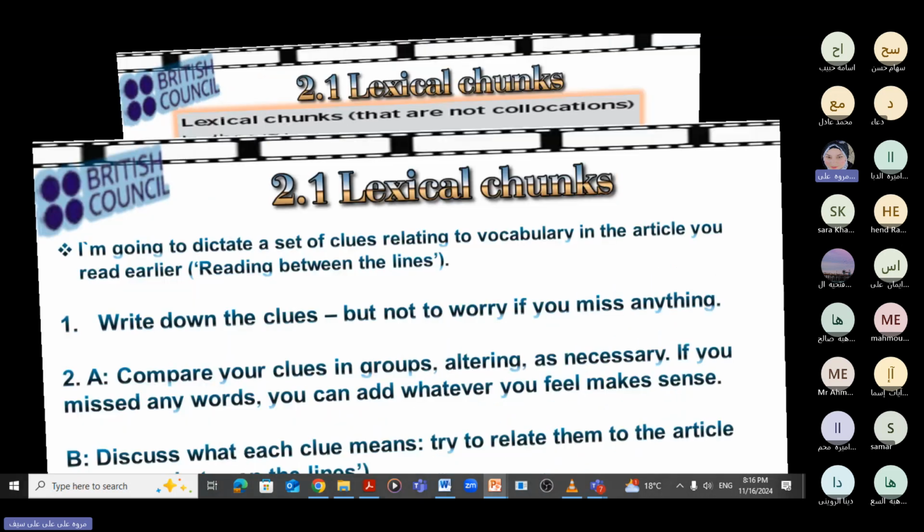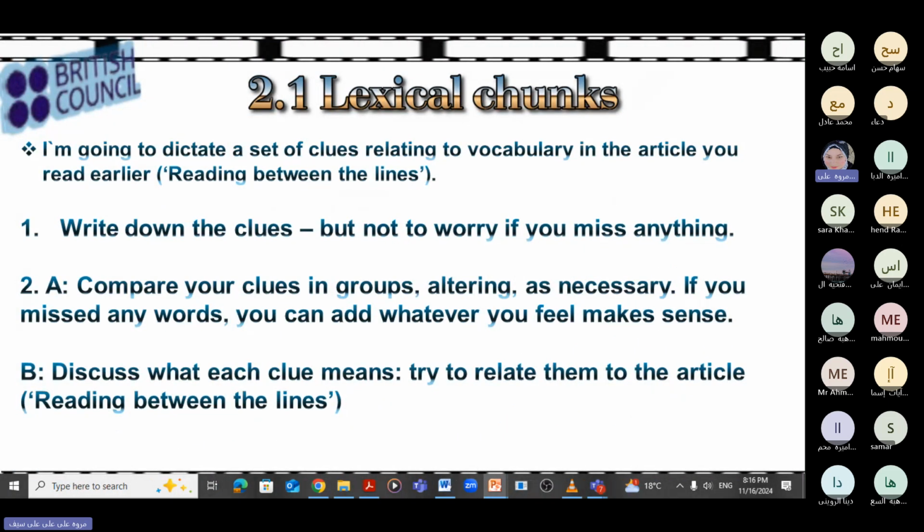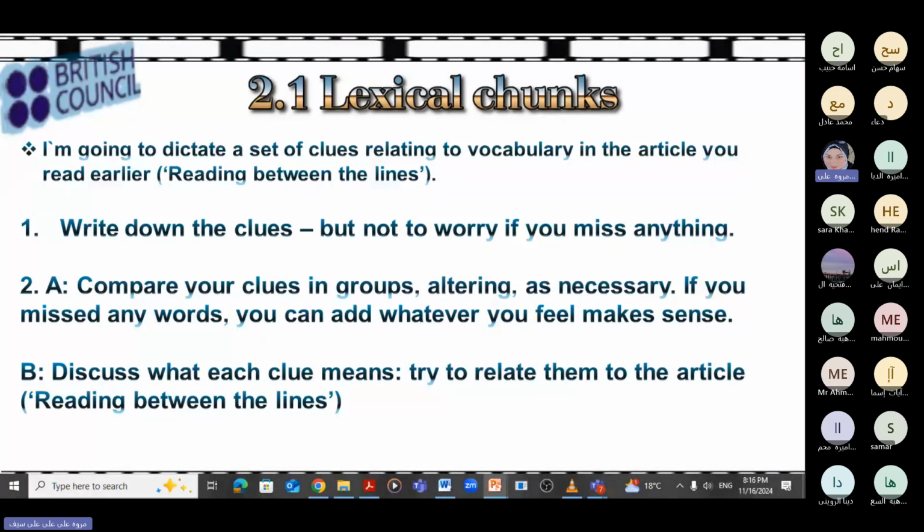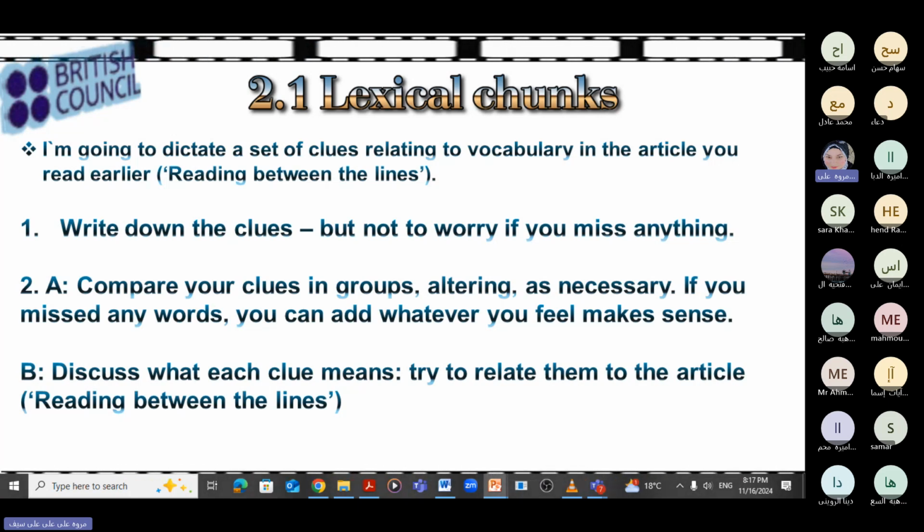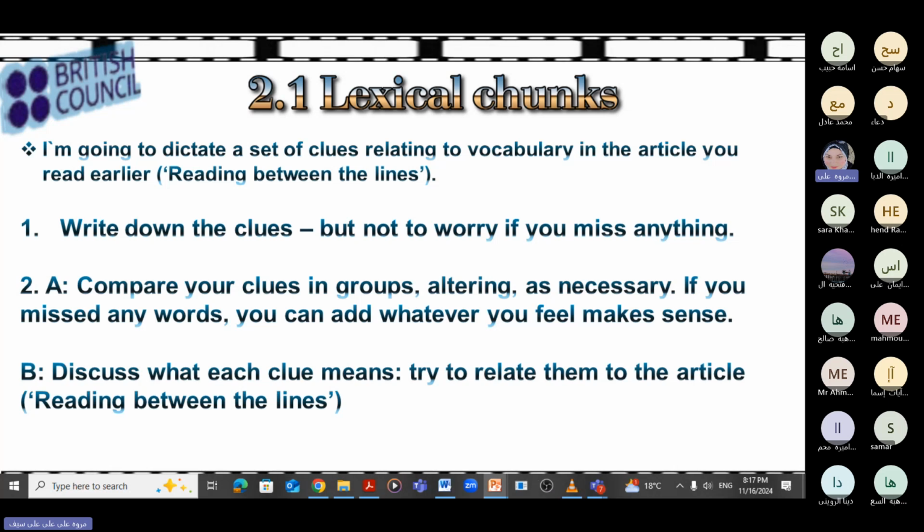Now I'm going to dictate a set of clues, some sentences relating to the vocabulary we studied in the article last time. The article was titled Reading Between the Lines. We read it when I divided you into groups in the breakout rooms to read about the different reading genres, and we had a table to fill in. Today I'm going to dictate some sentences, which we call clues, taken from this article. Please get a piece of paper and a pen or pencil right now. Write what I dictate, and later we have another task based on these clues.